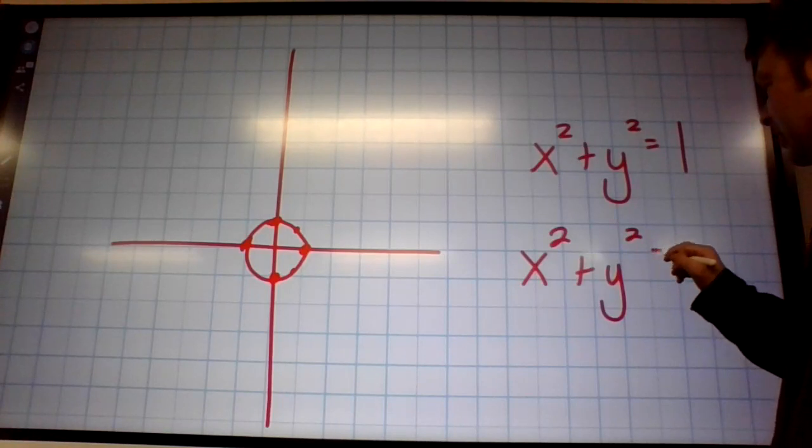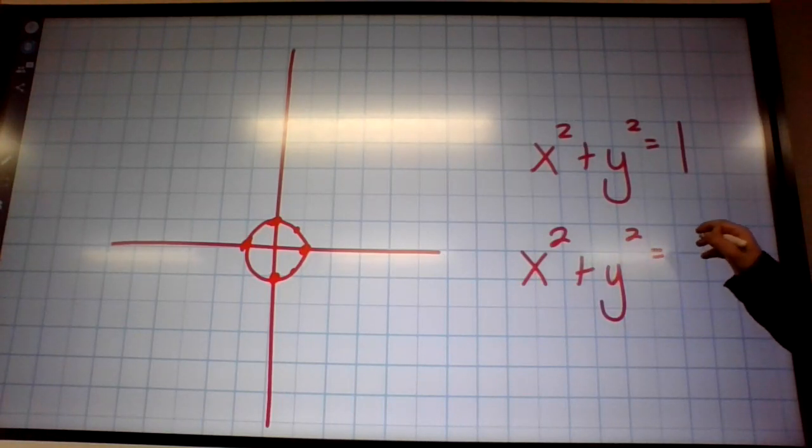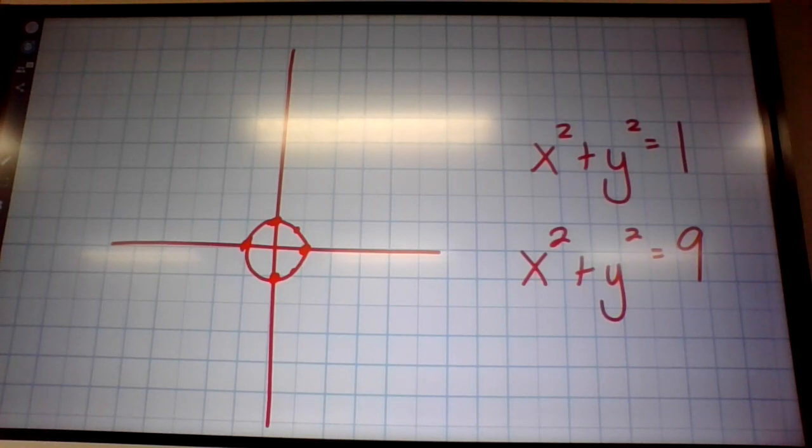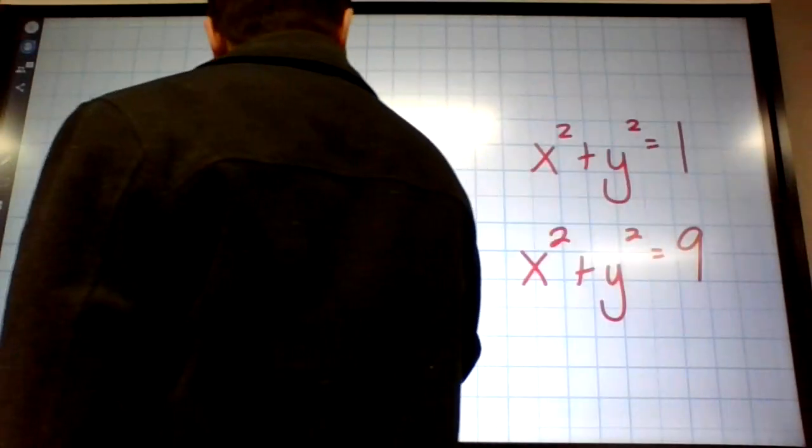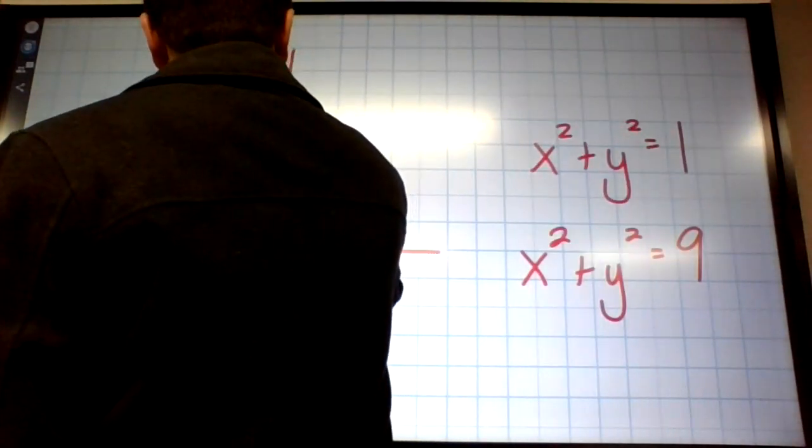So, if I did this one, what would be a solution? Can you guys think of one solution for that? 0, 3. Okay, 3, 0, 0, 3. All right, so all the 3s.